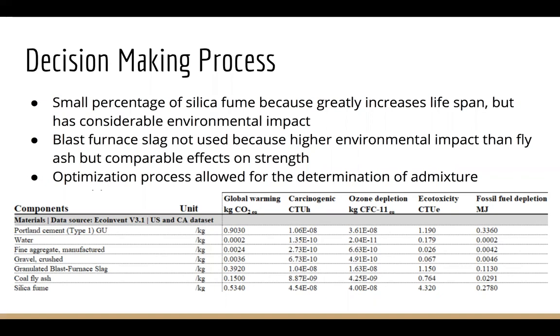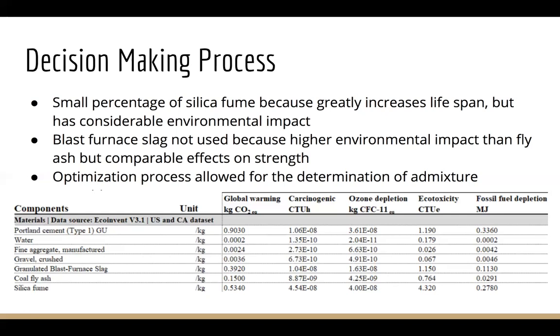Fly ash has a positive environmental impact on all 5 analyzed parameters, creating less emissions than Portland cement in all 5 of those. And then granulated blast furnace slag has a positive environmental impact on global warming, ozone depletion, and fossil fuel depletion, but has little to no impact on carcinogens and ecotoxicity. So based on the 5 parameters for each of these 3 supplementary cementitious materials, we optimized for the best mix.